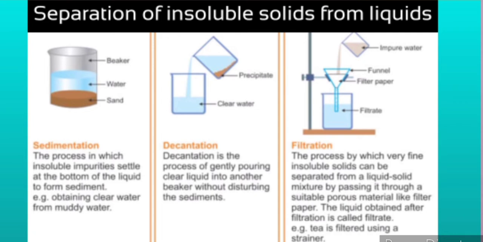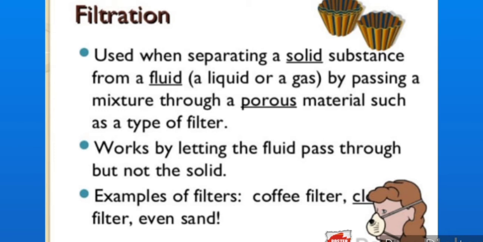Next is the filtration. It is used when separating a solid substance from a fluid by passing the mixture through a porous material such as a type of filter. It works by letting the fluid pass but not the solid. That means through the filter, the liquid will pass into another beaker and the solid will remain on the filter paper only. That is filtration.